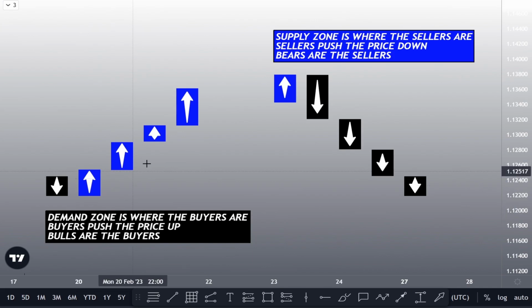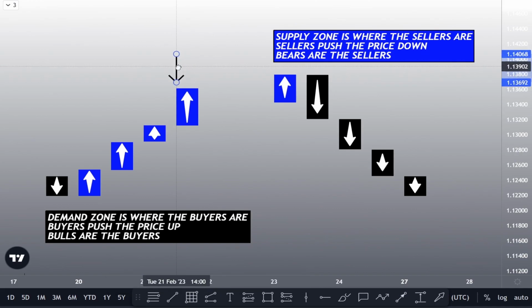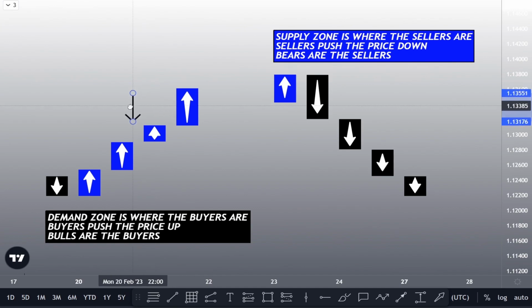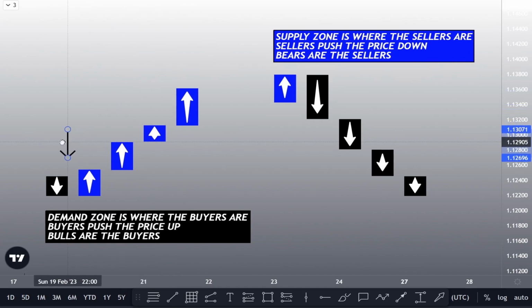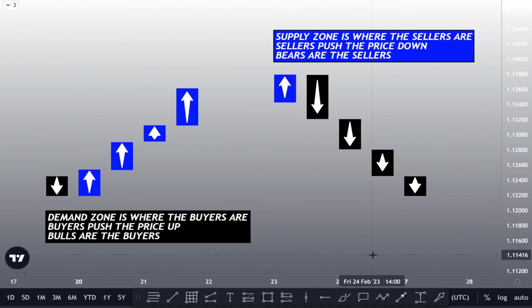So whenever you see a move that is going to the upside, all you have to do is basically count backwards. This is your first candle. Then you count backwards. Bullish candle, bullish candle, bullish candle. The first candle that changes color is going to be the start of your demand zone. So here's what you do in order to quickly identify a demand zone.